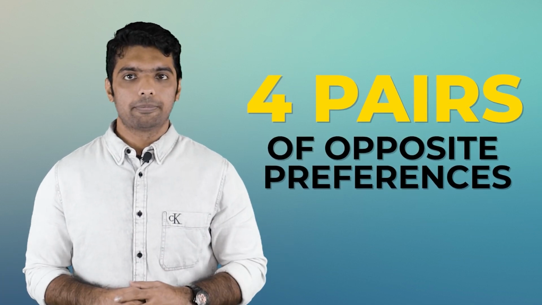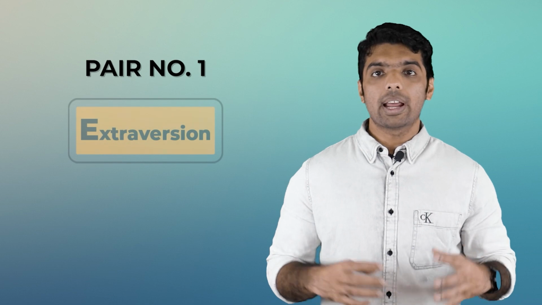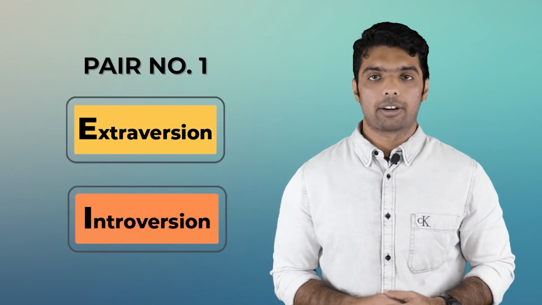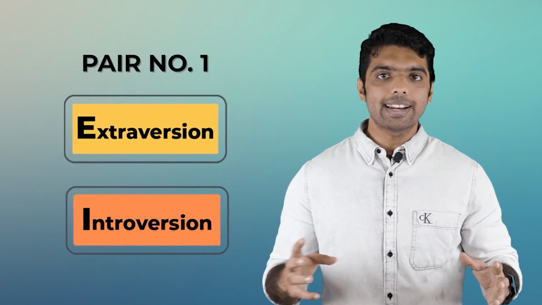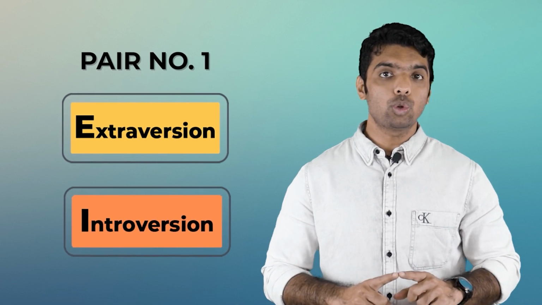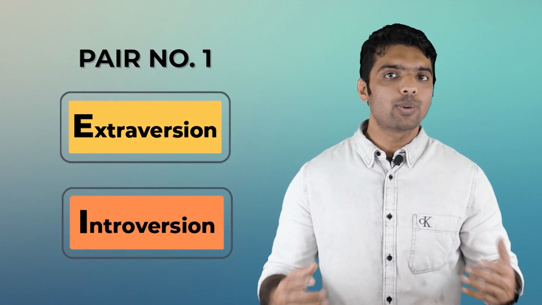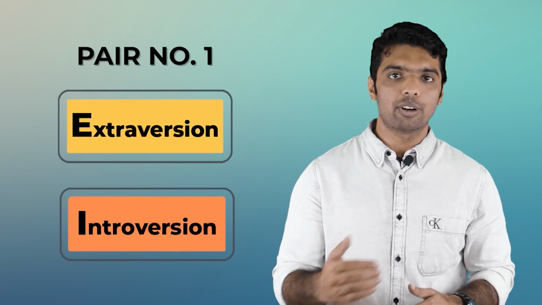What do I mean by that? Let me take a pair. Extraversion and introversion are making a pair, because extraversion and introversion are exactly 2 opposite personalities, and that's why it is making a pair. And this is pair number 1.